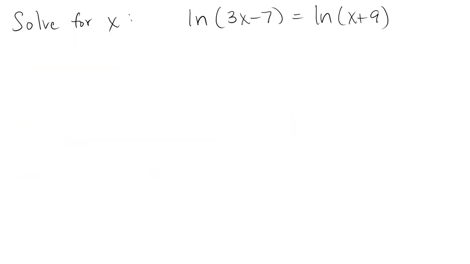Here's our first example. Let's solve the equation natural log of 3x minus 7 equals the natural log of x plus 9. Here we're going to use the fact that logarithms are one-to-one. Because logarithmic functions are one-to-one, when the outputs are equal, the inputs must be equal, assuming you have the same base on both sides. These are both natural logs, so they're both base e. The only way these two expressions could be equal is if their inputs were equal. Well, that means that 3x minus 7 must be equal to x plus 9.